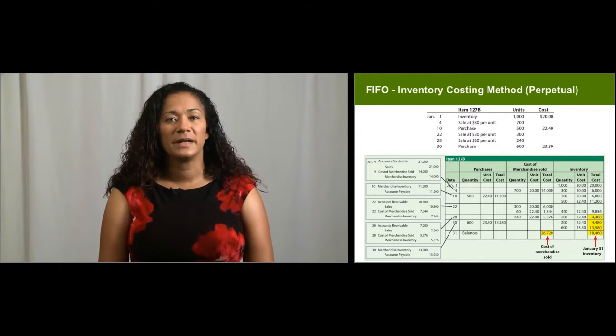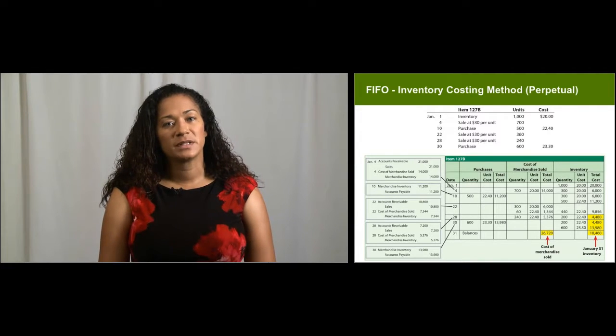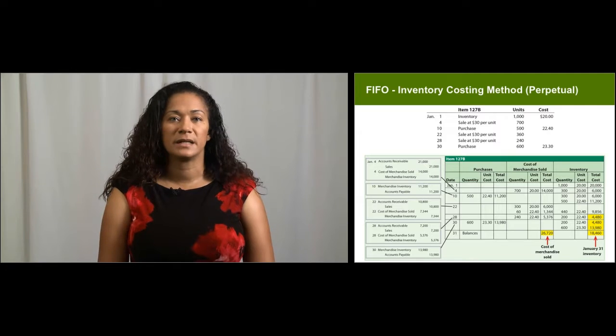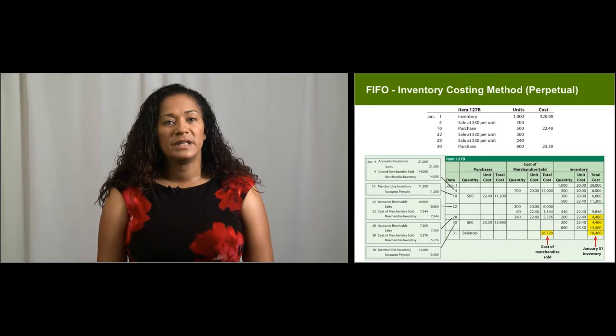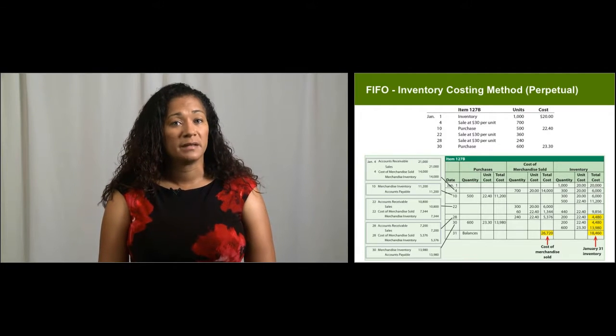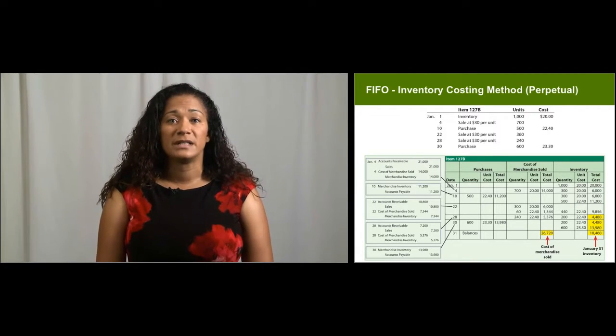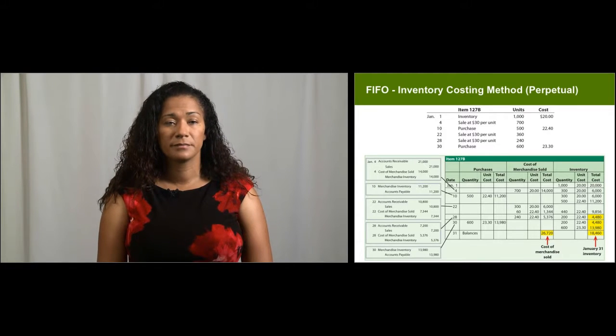In the first row, enter January 1st in the date column. Then enter 1,000 in the top row of the quantity column. Finally, enter $20 in the top row of the unit cost column. For the last step, we need to calculate the total cost of the opening inventory by multiplying the 1,000 units by the $20 per unit cost. This amount, which should be $20,000, must be entered in the very last column titled Total Cost.